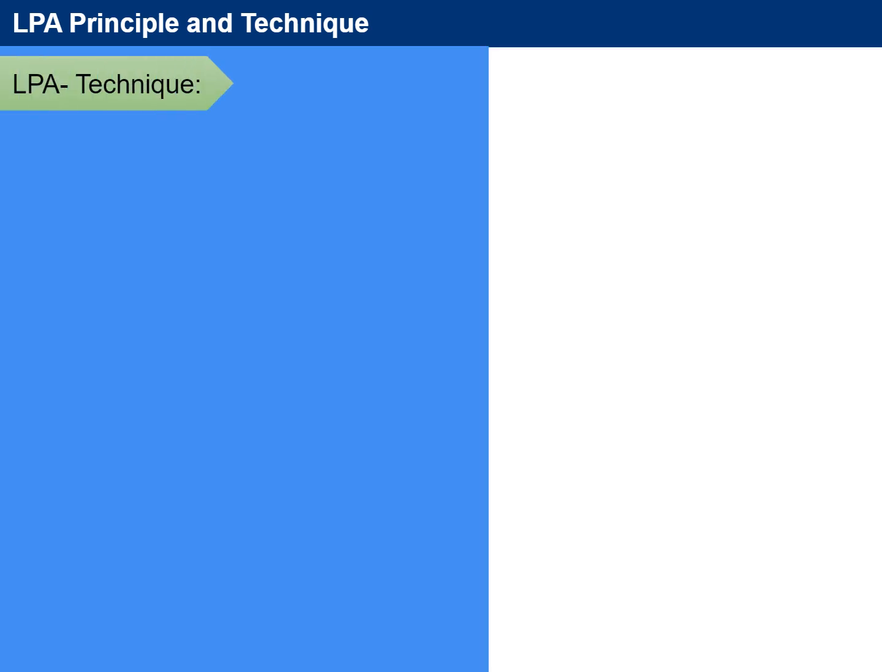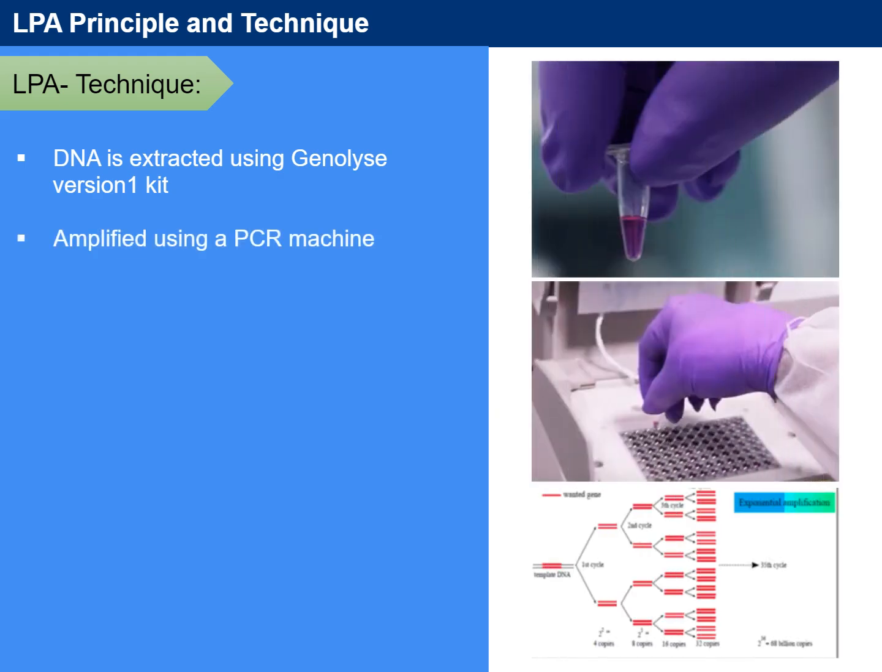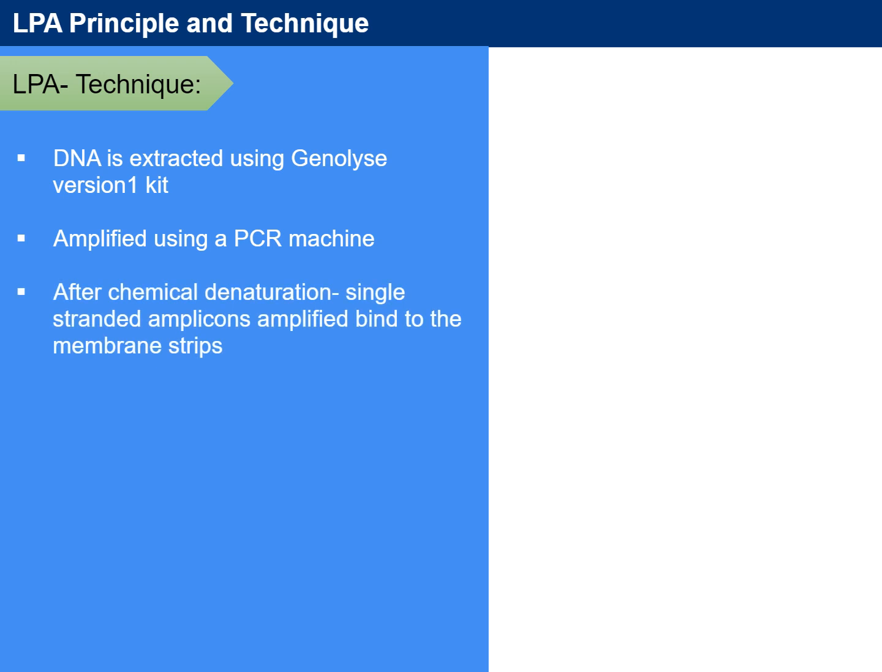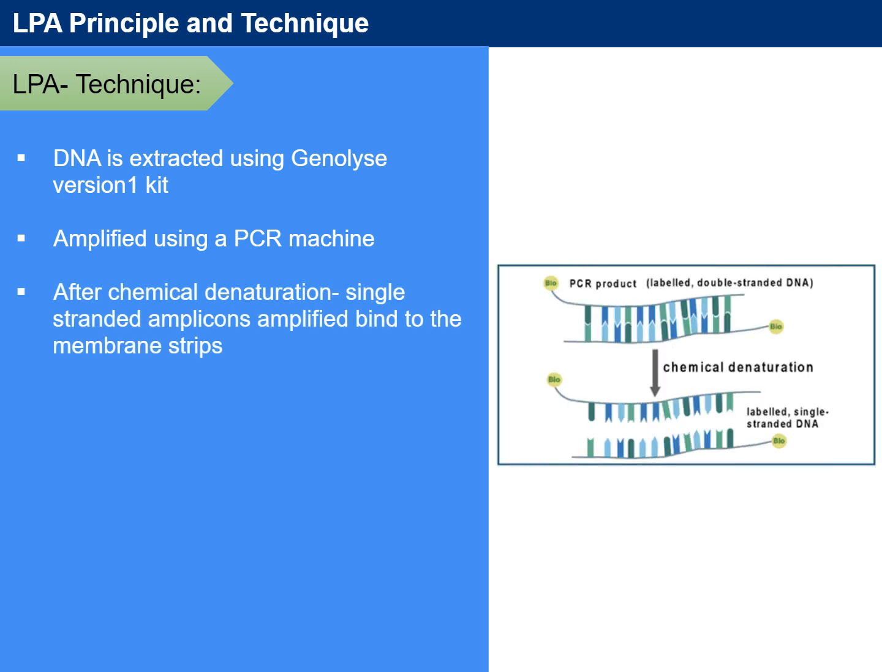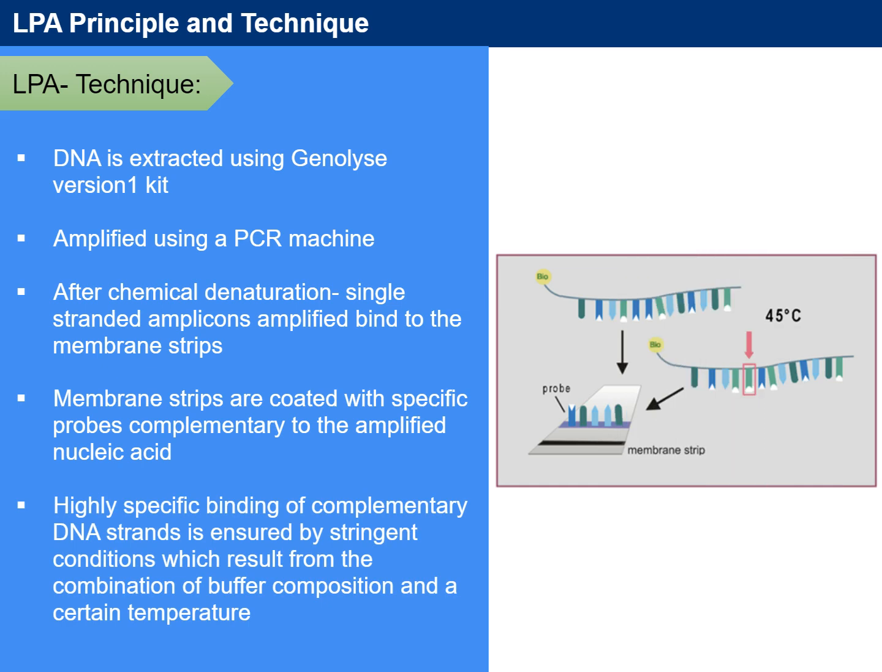LPA technique. DNA is extracted using the Genolyse version 1 kit and amplified using a PCR machine. After chemical denaturation, single stranded amplicons bind to the membrane strip. Membrane strips are coated with specific probes complementary to the amplified nucleic acid. Highly specific binding of complementary DNA strands is ensured by stringent conditions, which result from the combination of buffer composition and a certain temperature.